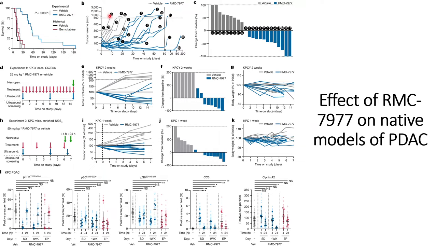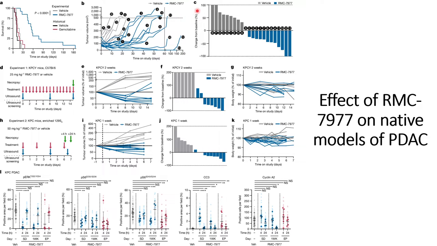And when they check other parameters such as tumor volume, the tumor volume is found to grow slowly in the case where RMC-7977 is used compared to the vehicle case. In the vehicle case, the tumor volume growth occurs in fewer days, whereas where RMC-7977 is used, the tumor volume takes a longer time, indicating that RMC-7977 causes tumor suppression.